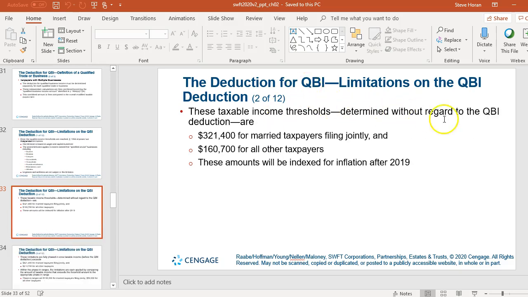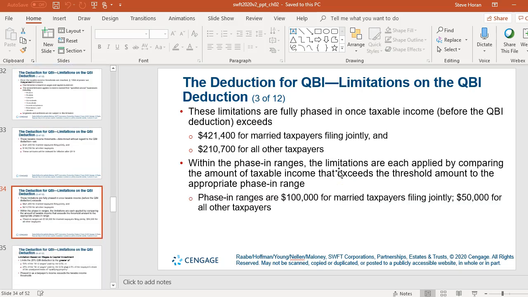So these taxable income thresholds determined with regard to QBI are, as we mentioned, those numbers. And then we also mentioned they're indexed for inflation after that. Okay, so these limitations are fully phased in once taxable income exceeds these amounts. Okay, so 421,400 for married, and then half of that, 210,700, for all the others. Within the phase-in range, limitations are applied by comparing the amount of taxable income that exceeds the threshold to the appropriate phase-in range. So that phase-in range is $100,000 for married and $50,000 for everybody else.